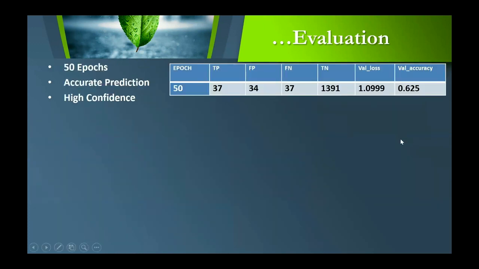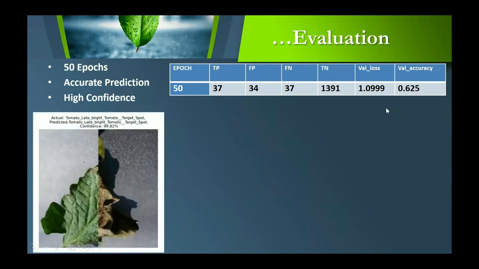We also look at the 50 epoch model, how accurate the prediction is, and how high the confidence is. In the first place, the 50 epoch model gave us a true positive of 37, false positive 34, false negative 37, and true negative 1,391, with a validation loss of 1.099 and a validation accuracy of 0.625. We'll look at its impact in the prediction situation.